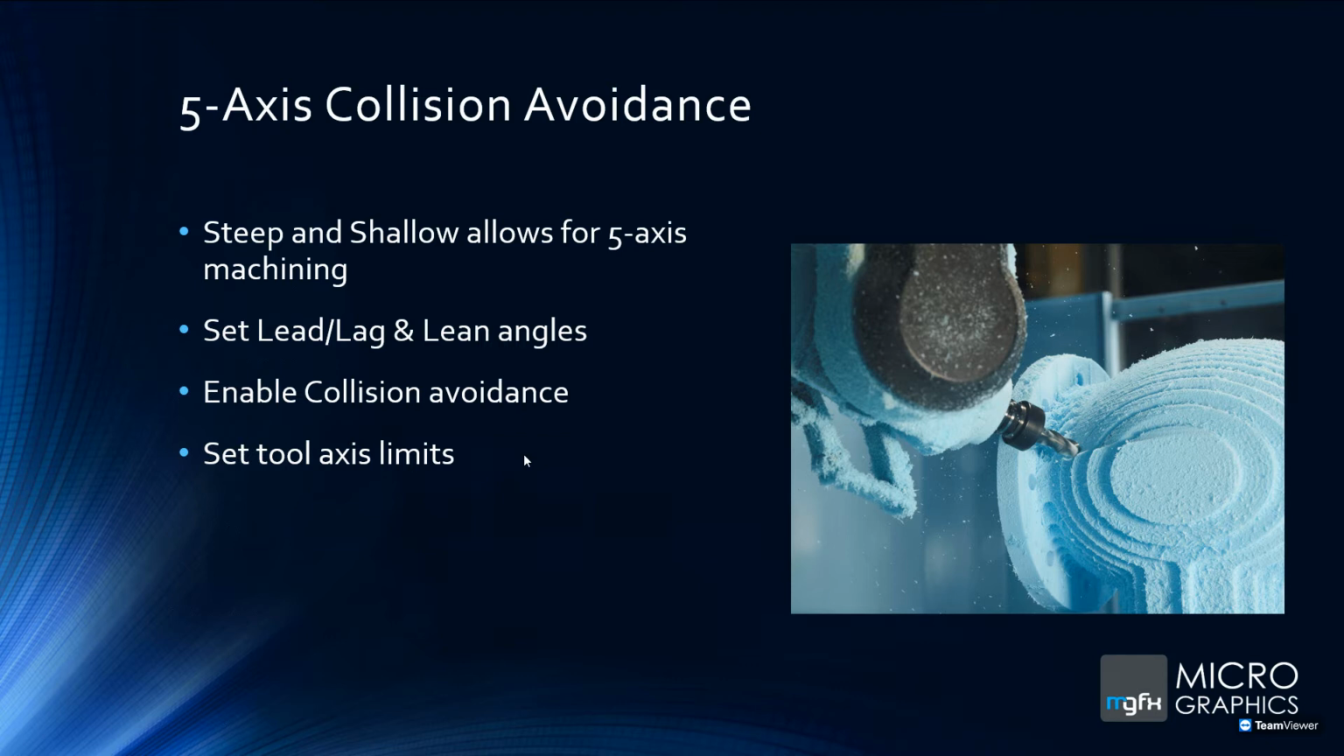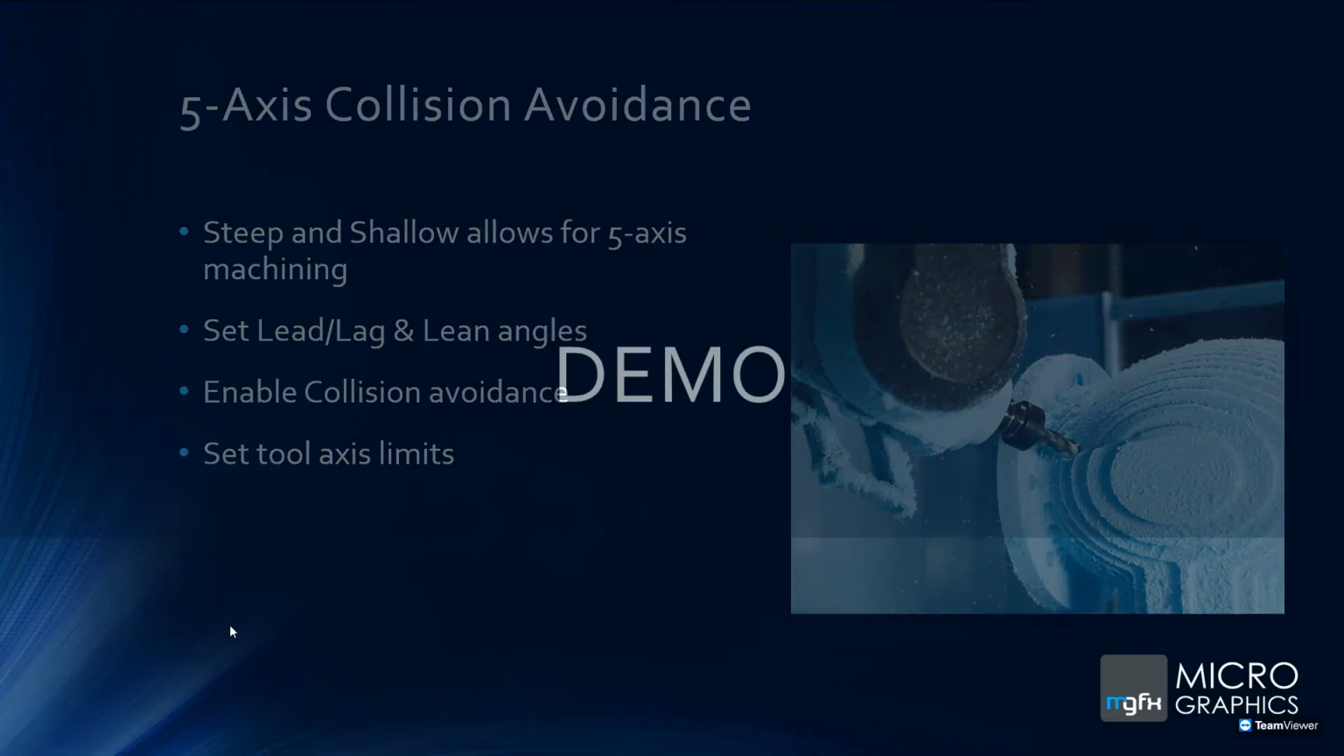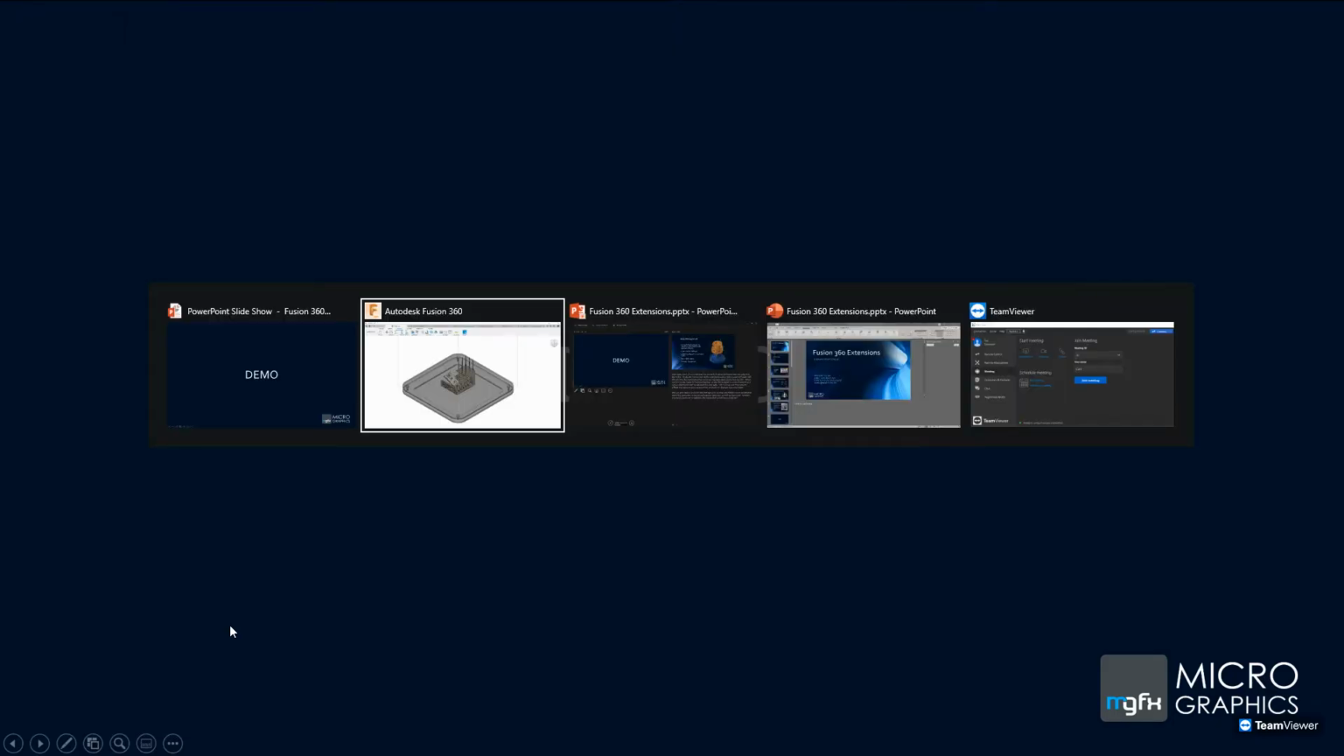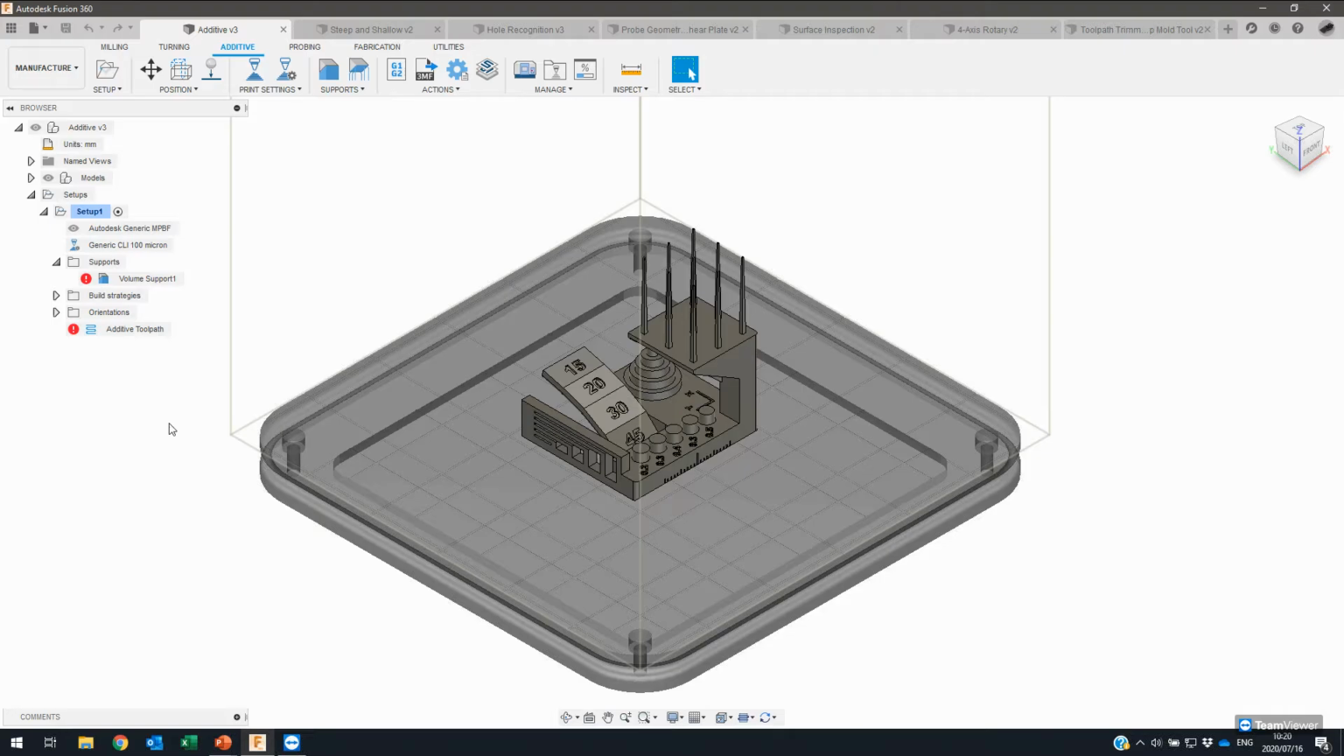And you can also set the tool axis limits, so the leaning over of the tool, the tilting of the tool, can be set to limit the engagement angle with the material so that your tool does not lean over too far and you start machining with the side of the tool on the part. So we'll go over to a demo, having a look at the steep and shallow toolpaths.